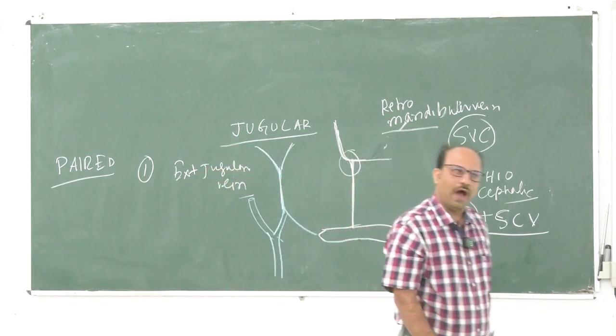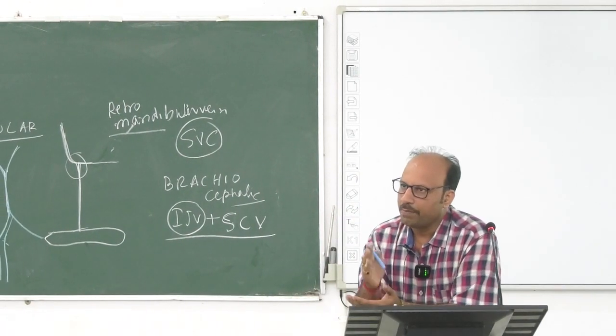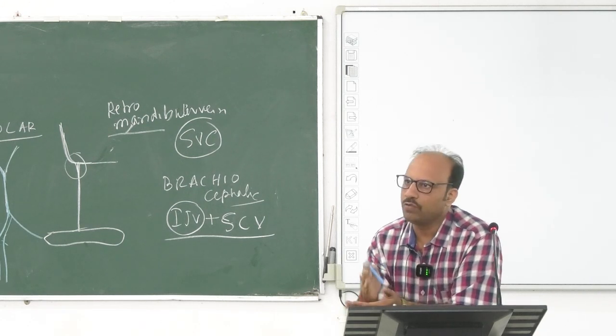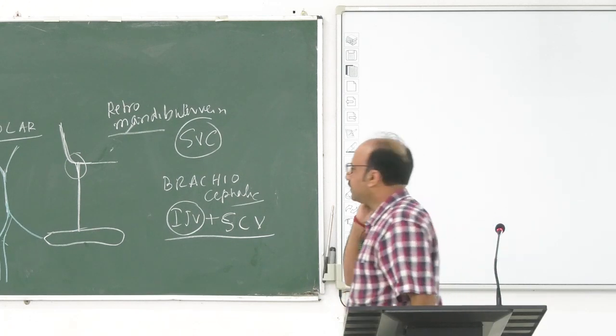If asked how the external jugular is formed: the external jugular vein is formed by the union of the posterior division of the retromandibular vein along with the posterior auricular vein. Auricle means ear, the posterior auricular vein comes from the ear.